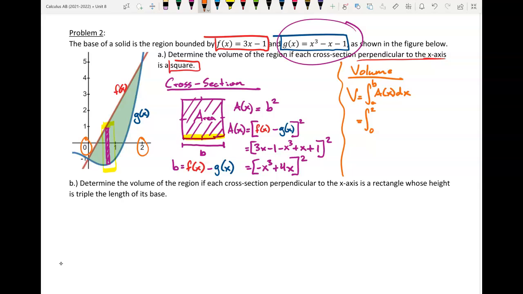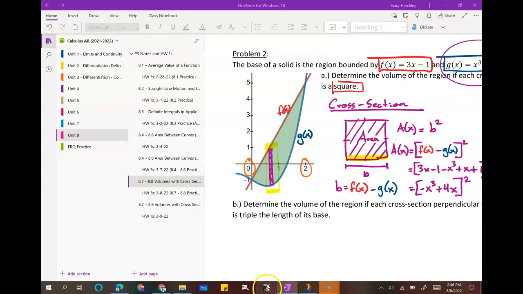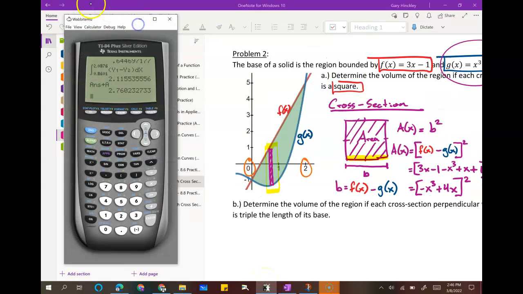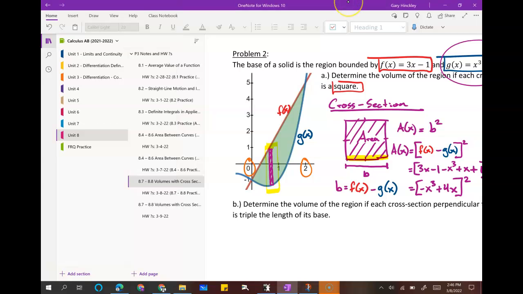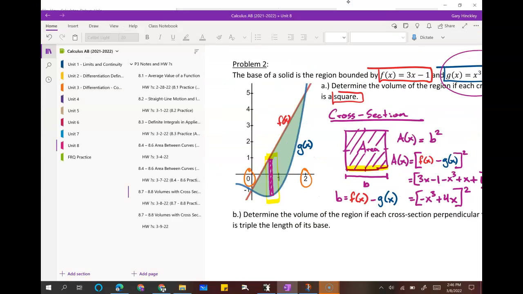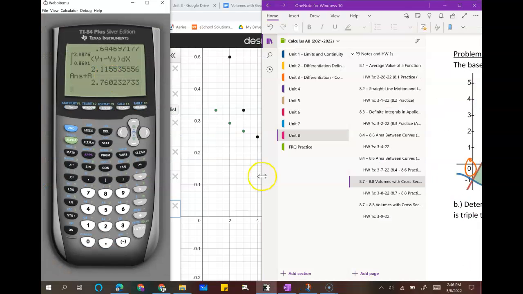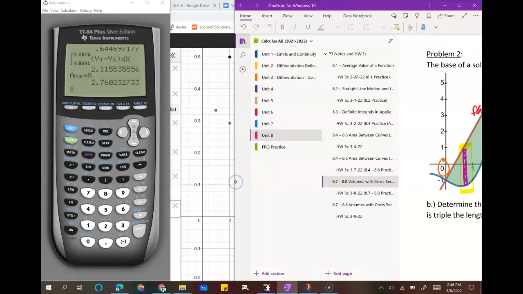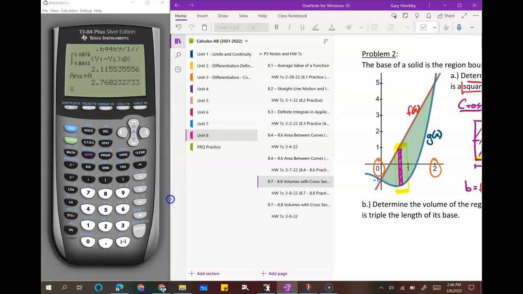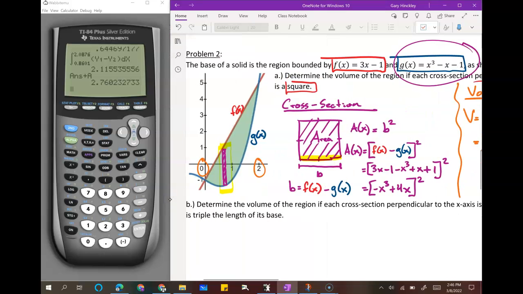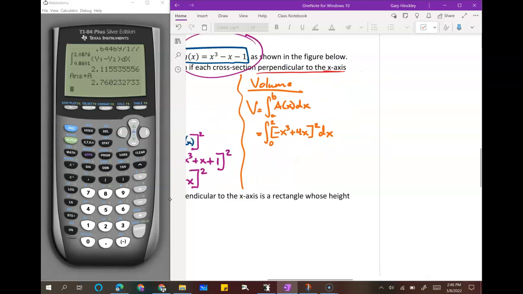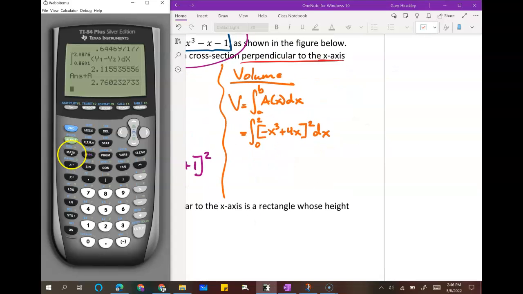And so then my area function, we already simplified that down there, so that should be the integral of negative x cubed plus 4x, squared, dx. So now I can go ahead and plug that into my calculator. So I'll get my calculator up and running here. All right, so let's see. There we go. That's what I want. All right, so I am over here with my volume. Okay, so let's go ahead and put this in.